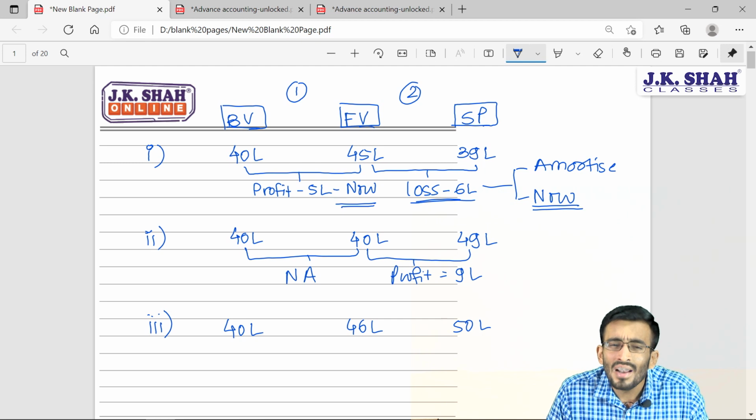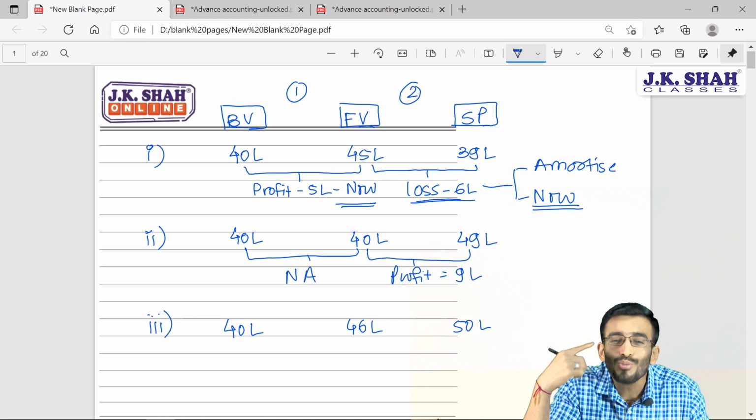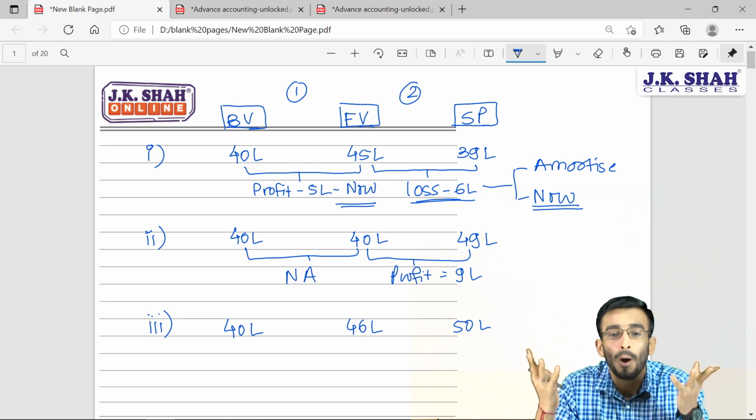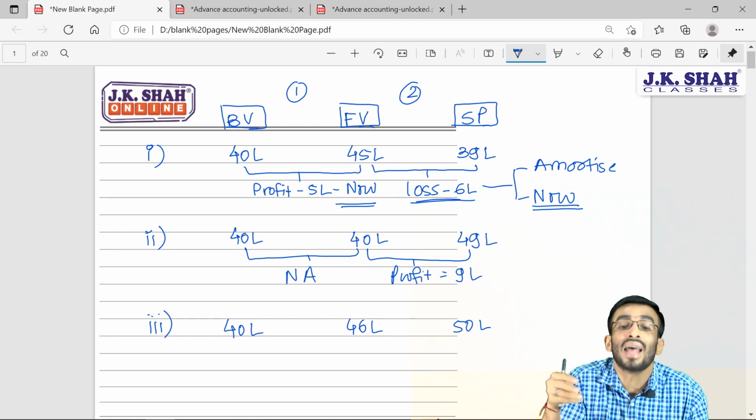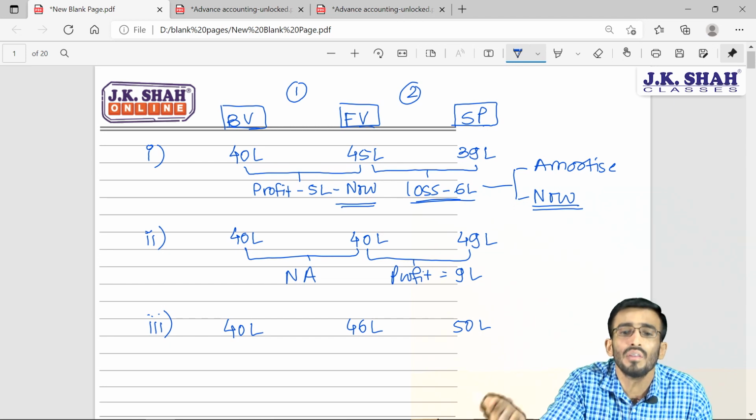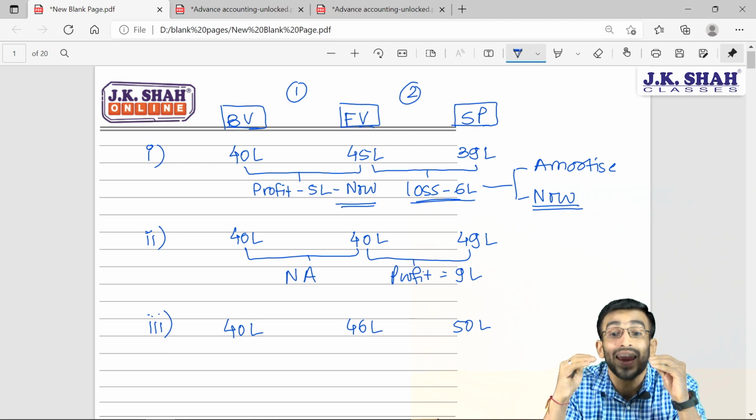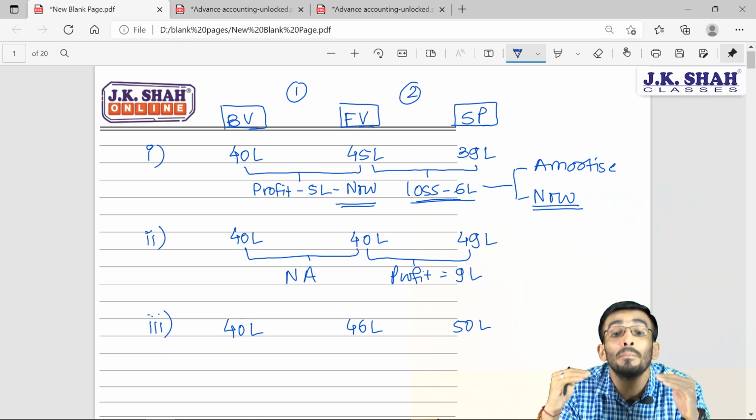Don't you think so? He will recover this 9 lakhs from the future lease rental. So here there is no option. Definitely he will recover this 9 lakh from the lease rentals in future. He will charge some extra lease rental from me in future.